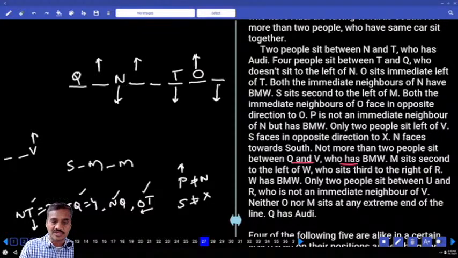W sits third to the right of R. Now this W is seated third to the right of whom? Third to the right of R, 1, 2, 3, R. That means R, and next to R, who is this person? 1, 2, W, blank, M, blank, S. Isn't it? And W has BMW. If W has BMW, W is facing towards north.